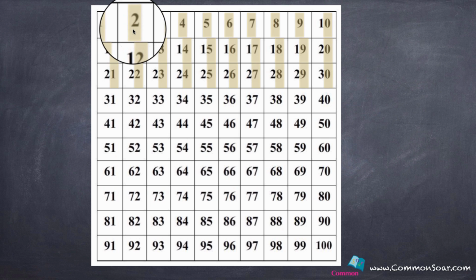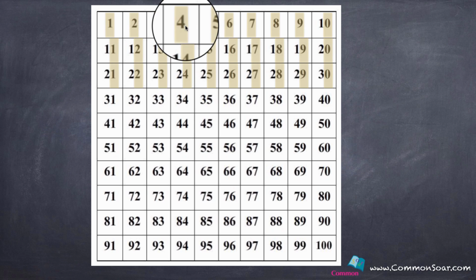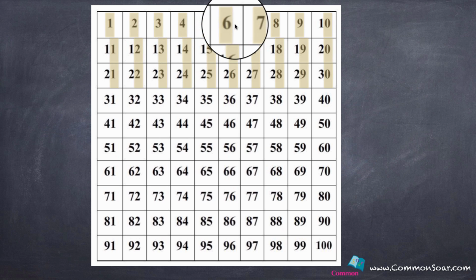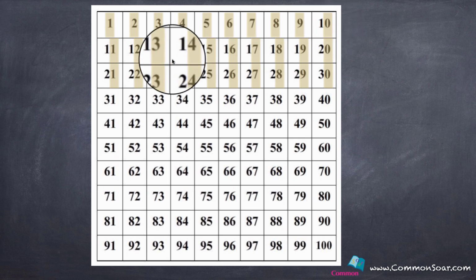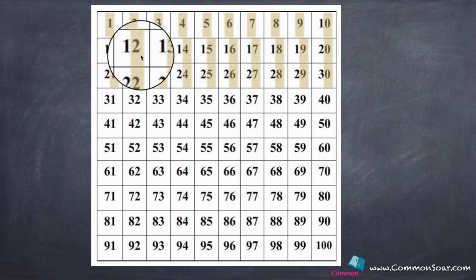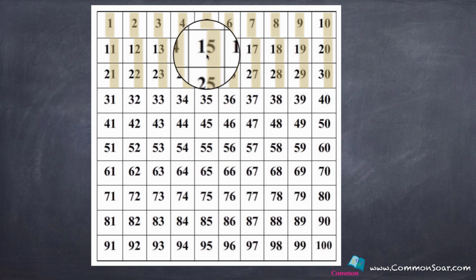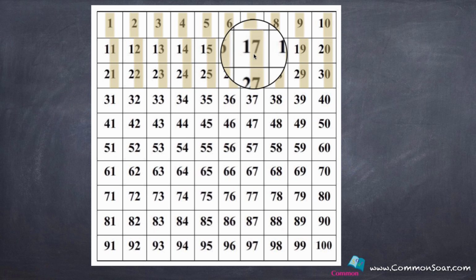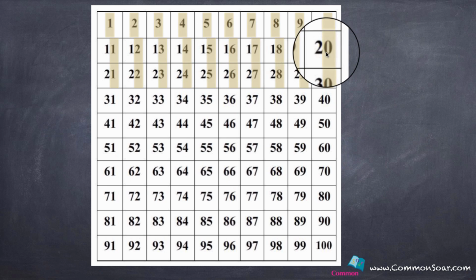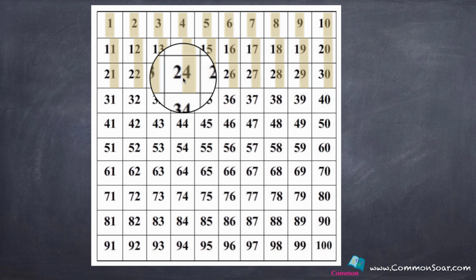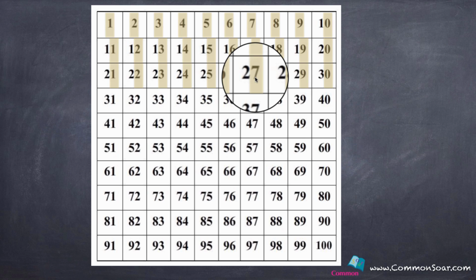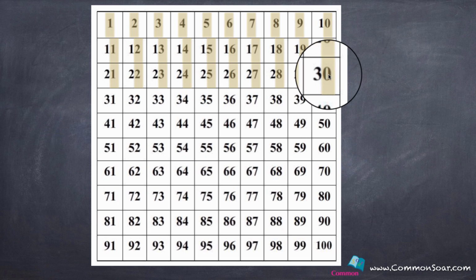1, 2, 3, 4, 5, 6, 7, 8, 9, 0. 1, 2, 3, 4, 5, 6, 7, 8, 9, 0. 1, 2, 3, 4, 5, 6, 7, 8, 9, 0.